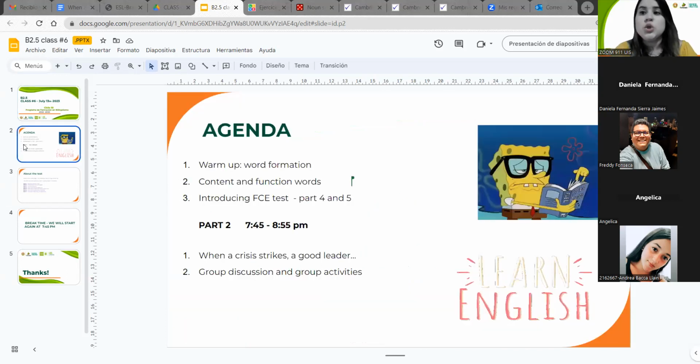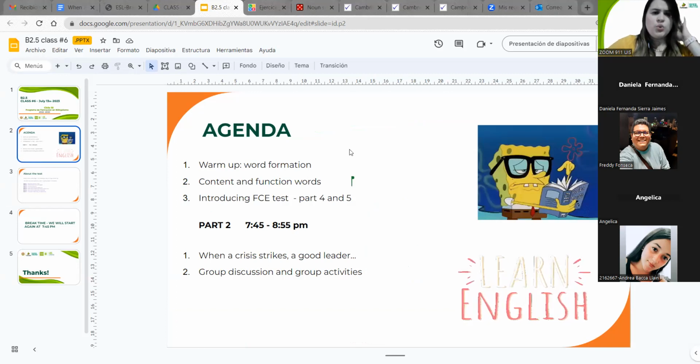So today we are going to be working on word formation. I'm going to send you a warm-up about this. Then we are going to have information. We're going to do a short review about forming verbs, forming adjectives, adverbs, content words and function words as well. We are going to do a practice of the test, part 5 and part 4 and 5. Then we are going to do a task about when a crisis strikes, a good leader.